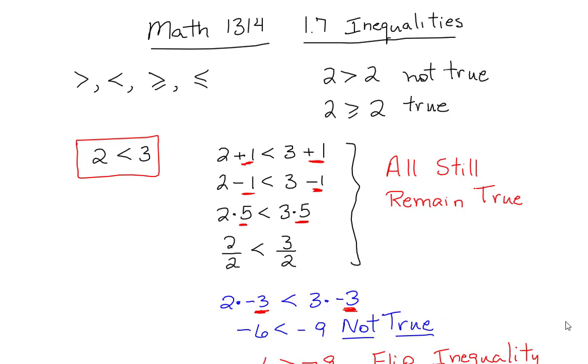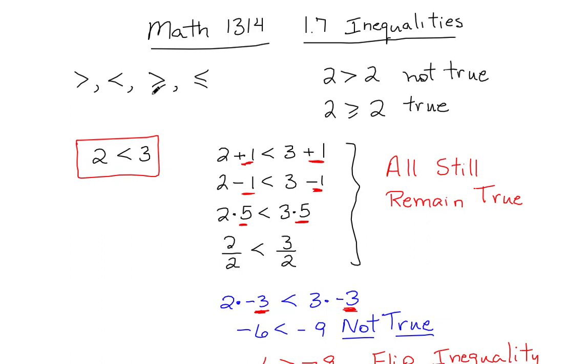Welcome to Math 1314. This is section 1.7. We are looking at equations that have inequalities. Mathematically, we have four different symbols to represent an inequality. Two of them have no lines under the bottom and two do. The lines mean it is also possible to be equal.